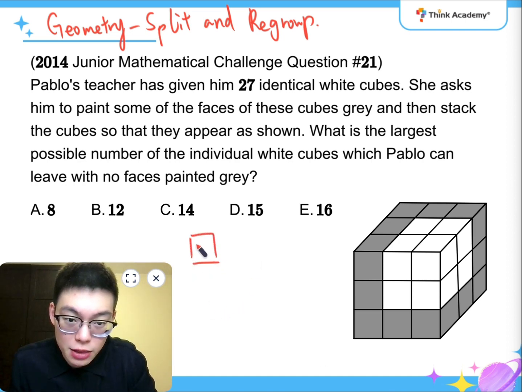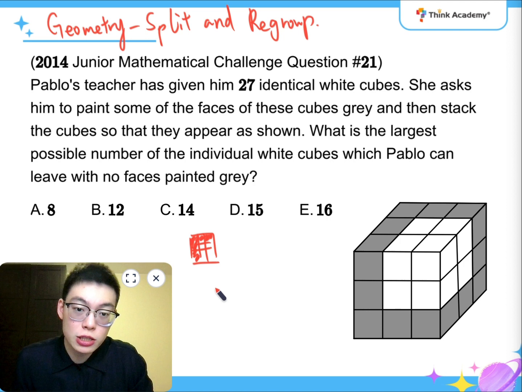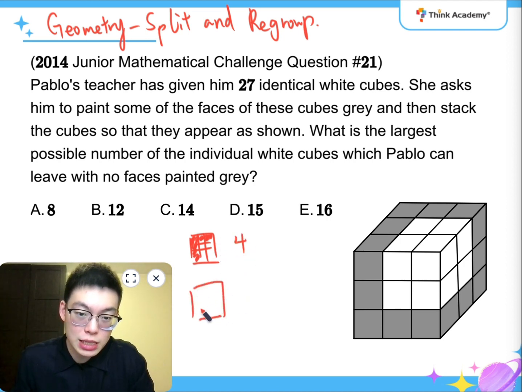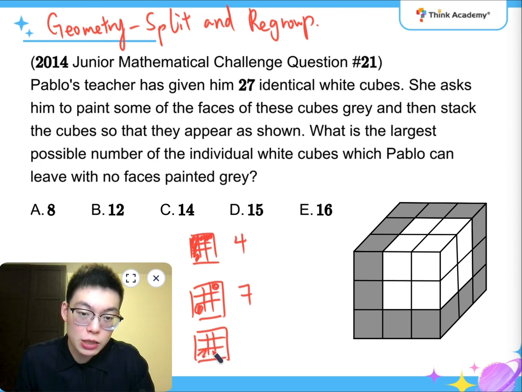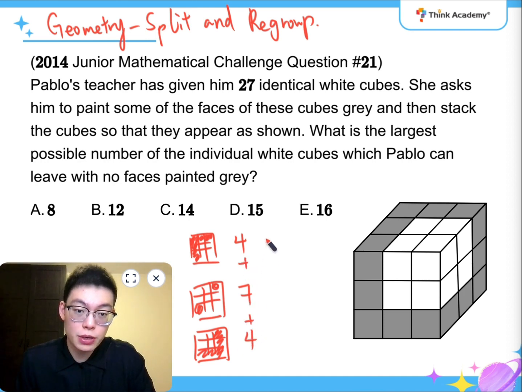For example, that is a 3 by 3 grid. So you can see that these 5 are going to be shaded. So 4 are blank. And then for the second layer, we can see that only the 2 on the corners are shaded, which means that 7 are blank. And for the bottom box, we can see that only the part we are seeing, which is the outer layer, is shaded, which means that 4 are blank. So if you add those up, you're going to get 15.